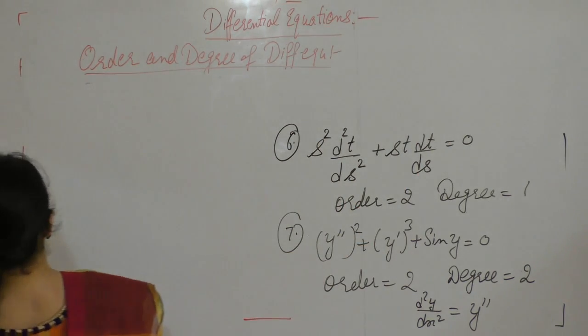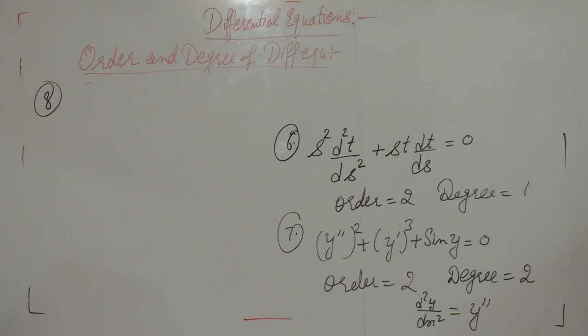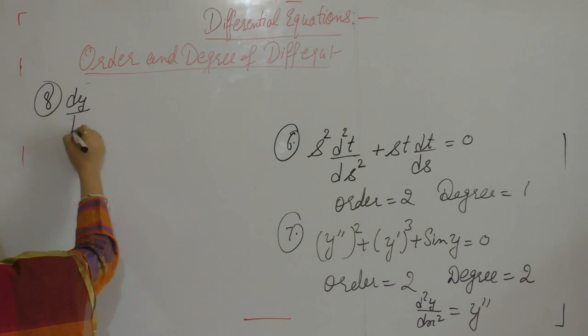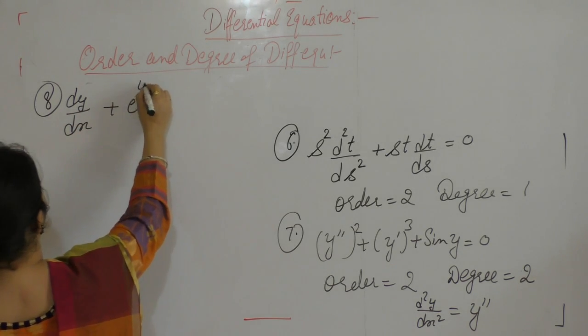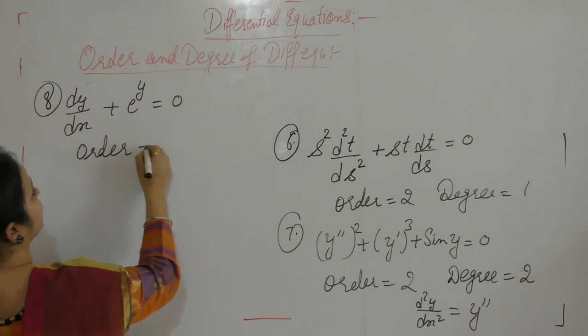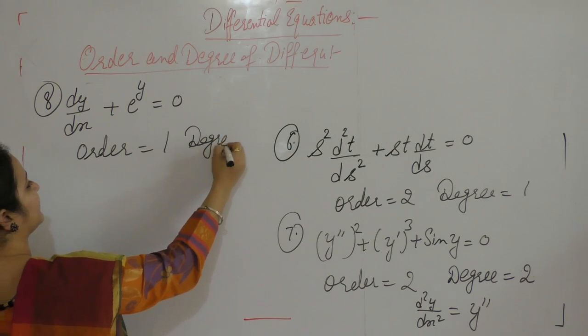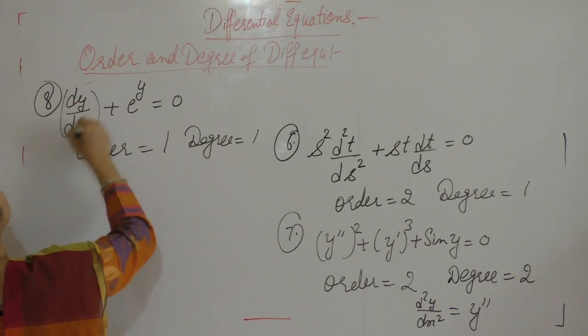Now next question is dy upon dx plus e to the power y is equals to 0. Here differential equation is of first order and power of first order derivative is also 1.